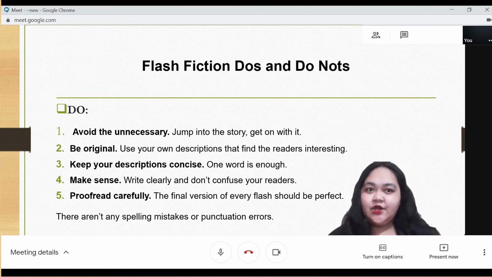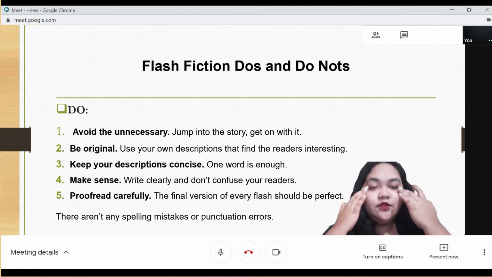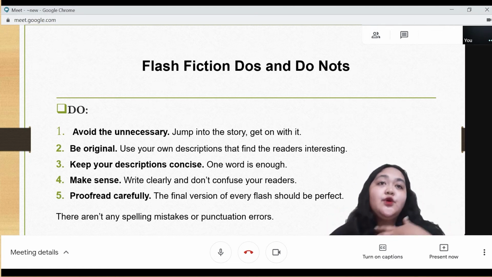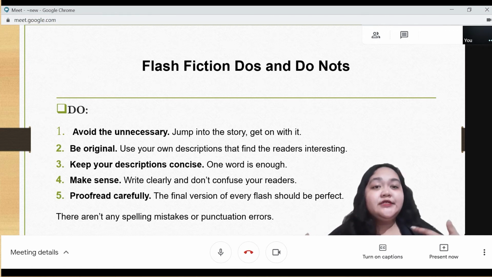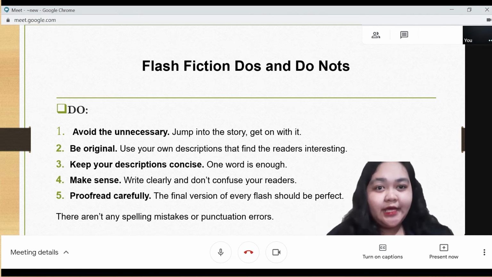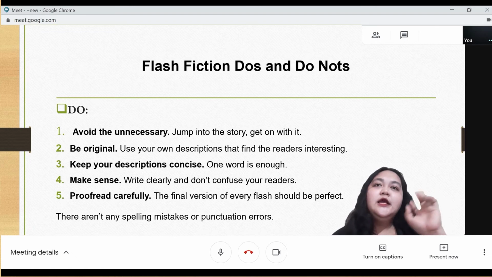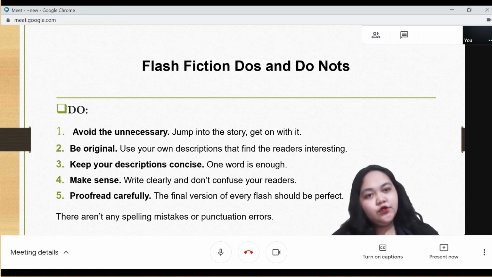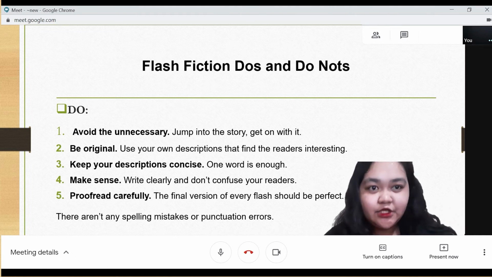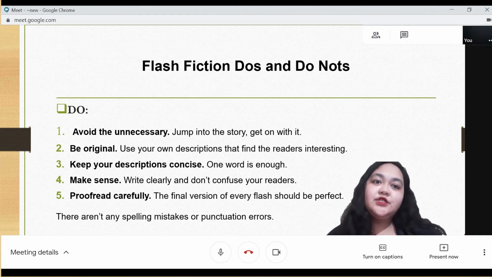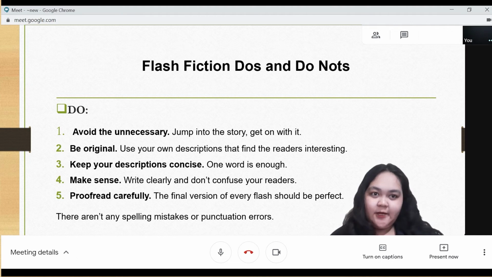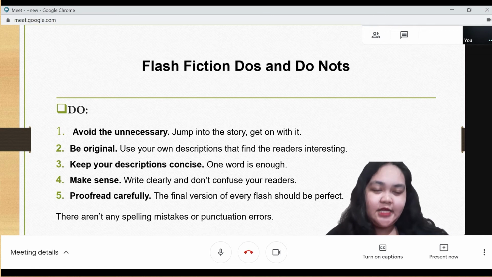Avoid the unnecessary. Second, be original. Be original with your story. Use your own descriptions that could make the readers interested in your story. Okay? Third, we have keep your descriptions concise. One word is enough. Keep in mind that this is a flash fiction, meaning flash is just like a short story. Okay? Short story meaning one word is enough.